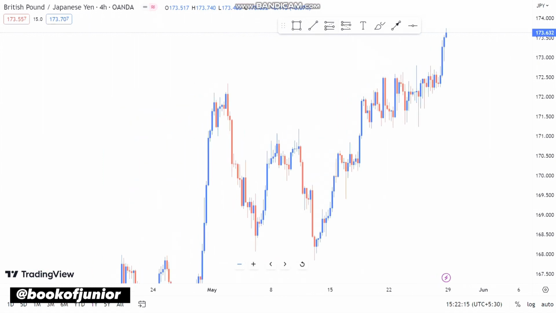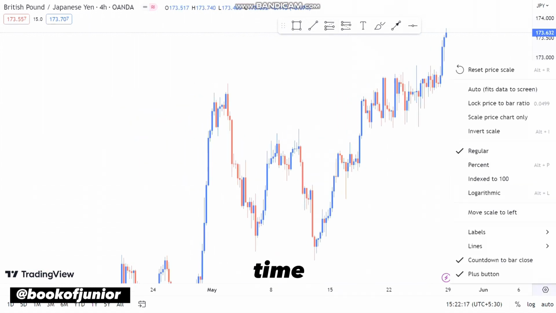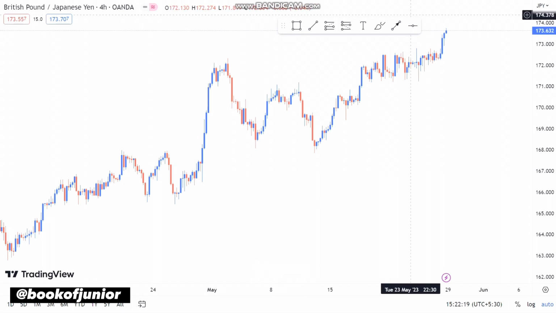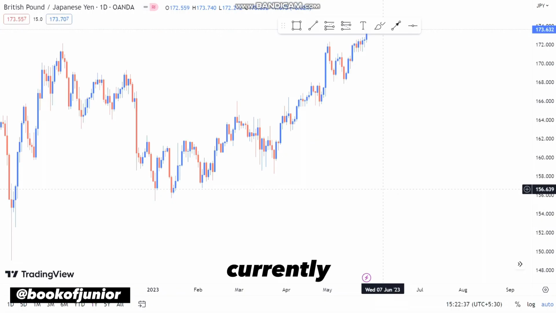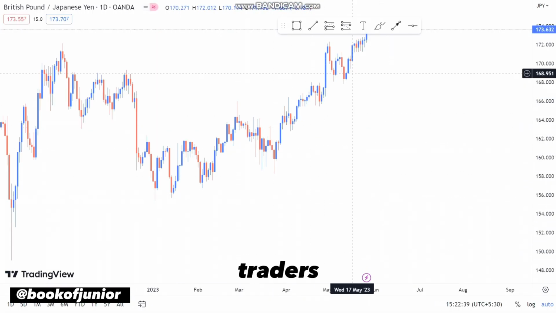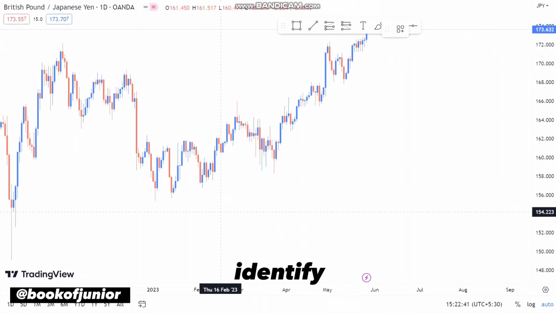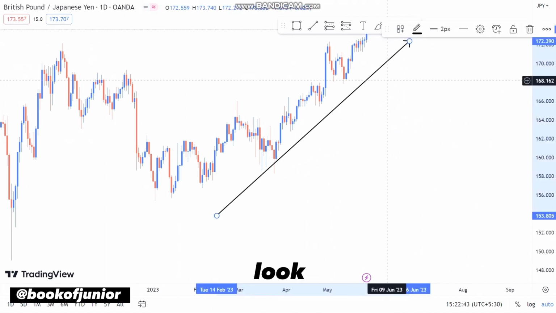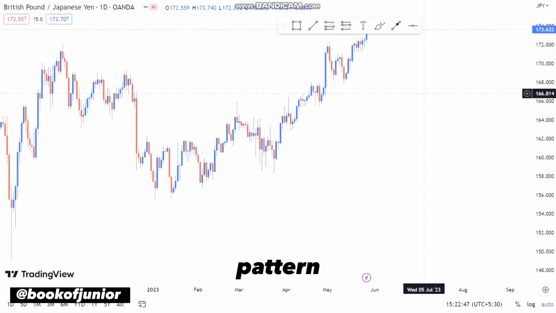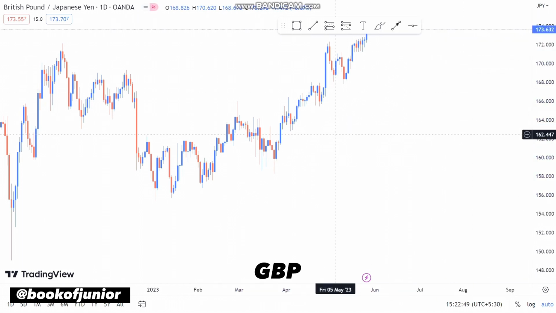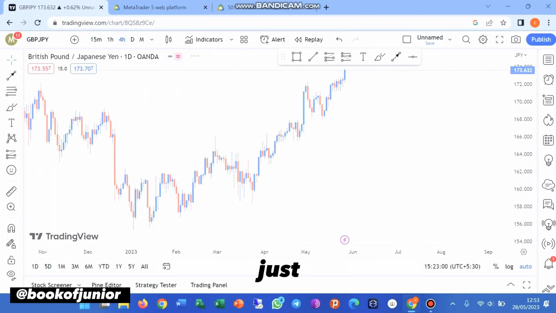So again, we look at the daily time frame to know the trend of the market. Currently it's an uptrend market, as you can see, traders, this is simple to identify. This is an uptrend market, so we look for buys only in the forex market. So I'm going to look for my patterns. I like to look for patterns mostly on GBP JPY. Since I already see an important point here, and also here, I'm going to zoom into the 4-hour time frame, just like this.